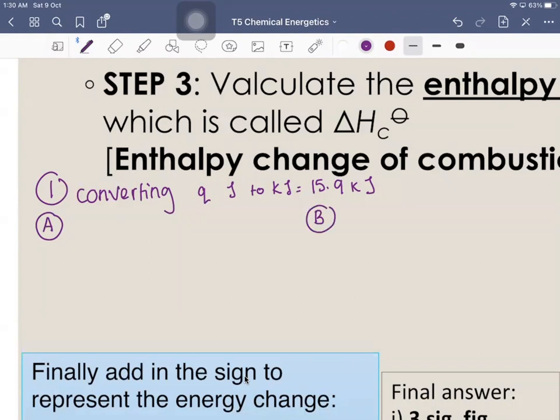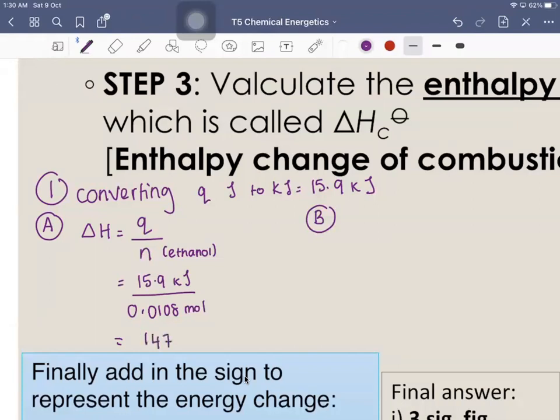So method A and method B. Method A is by using the expression delta H equals Q over n, where n is the number of moles of propanol. So I take the energy that was released by the number of moles burned. 15.9 kilojoules divided by 0.0108 mole gives me 1472.2 kilojoules per mole. You can see my units there.